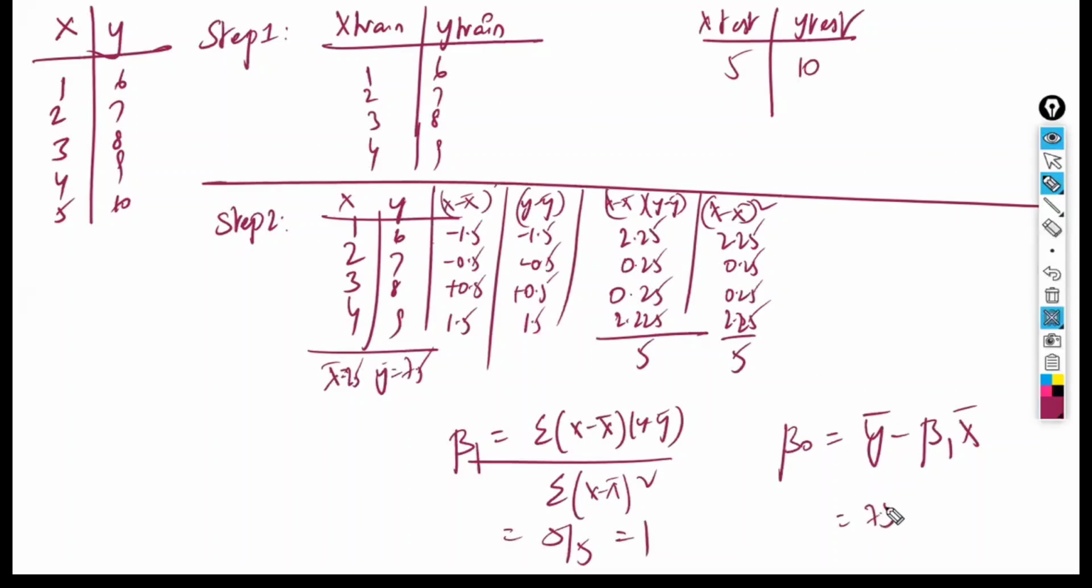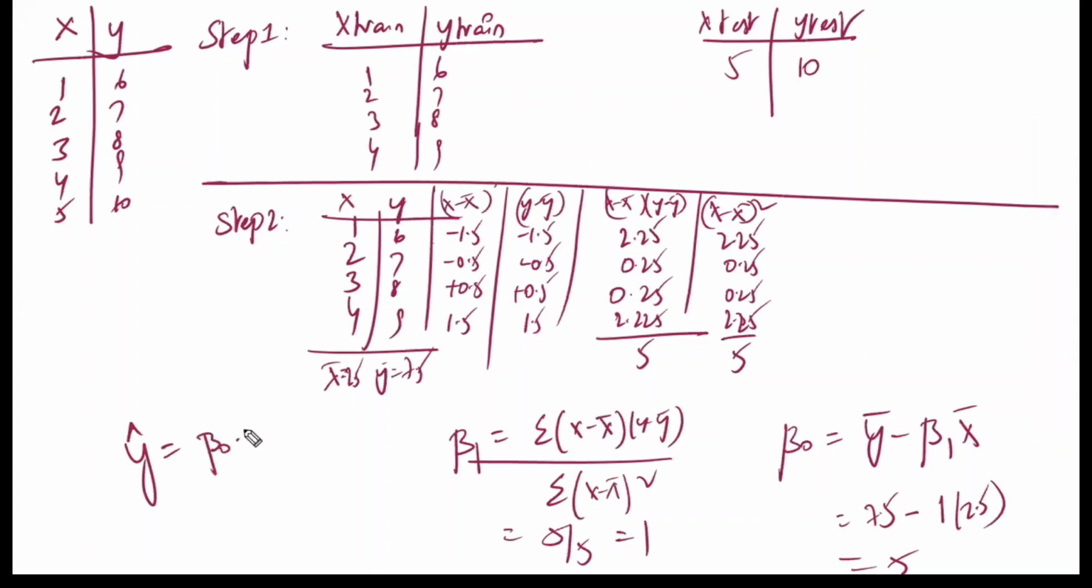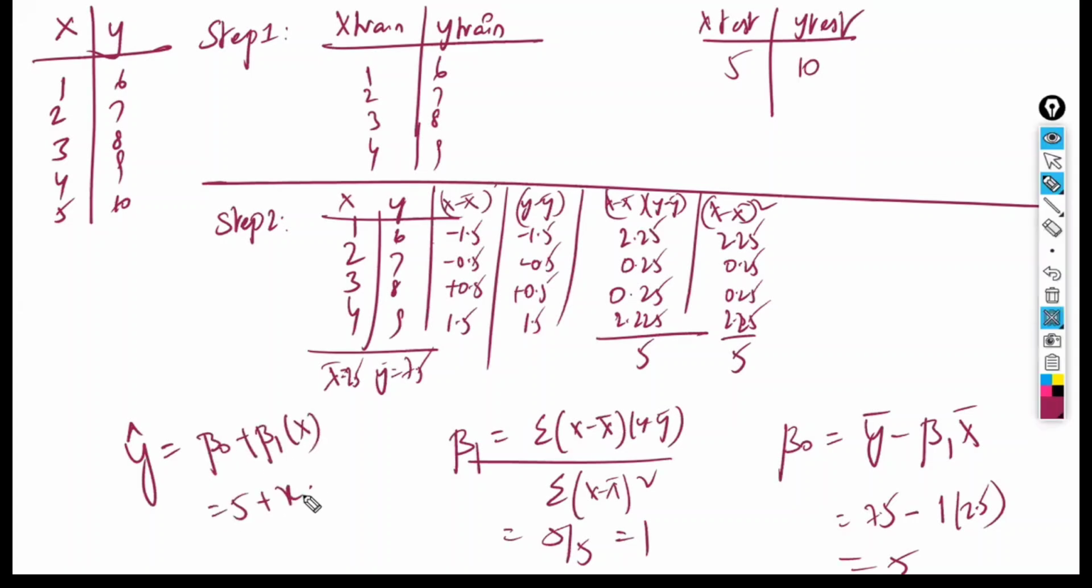This one is 7.5 minus beta 1, which is 1, into X bar, that is 2.5, which is nothing but 5. So now finally the equation is y hat is equal to beta naught plus beta 1 x, which is nothing but 5 plus x. Done. Step 2 is completed.